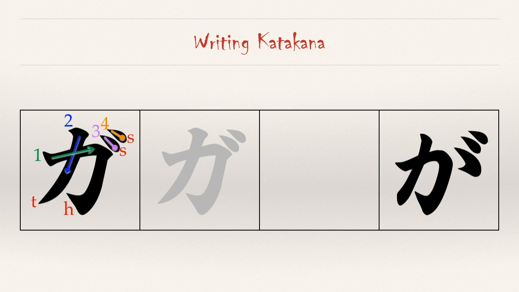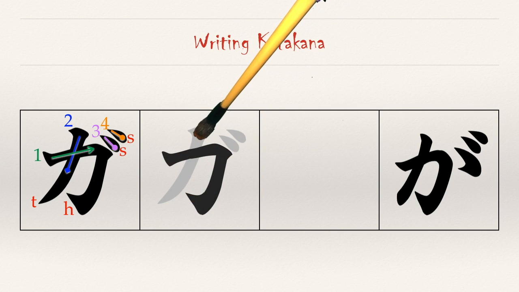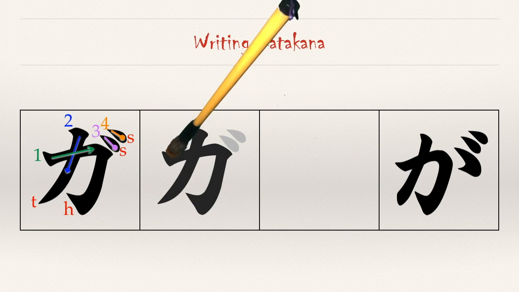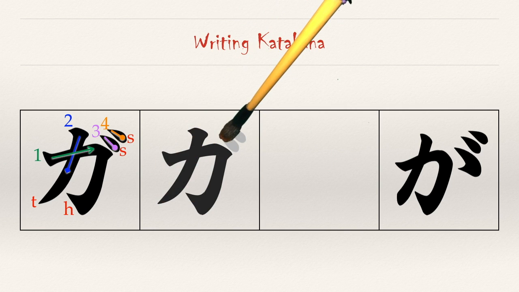So now let's try this together. Stroke 1 goes across, down, hooks up. Stroke 2 tails down to the left. And now our two dakuten slant down to the right. And there we have ga.